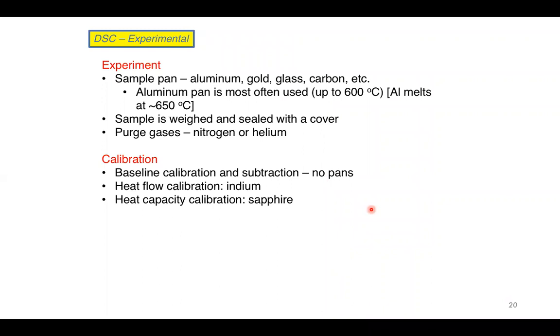Experimentally in DSC, we have a sample pan, which is usually made from aluminium, but other materials can be used if we need to go to very high temperatures, because aluminium melts at 650 degrees Celsius. The sample is, of course, weighed and sealed with a little cover, also usually made from aluminium. Purge gases are nitrogen or helium, just to make sure that there are no combustible processes happening. Then to do the calibration, we look at the baseline and subtract. That's done without any pans in the instrument. The heat flow calibration is usually done with indium, and heat capacity calibration is usually done with sapphire.